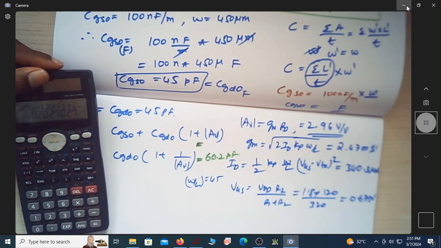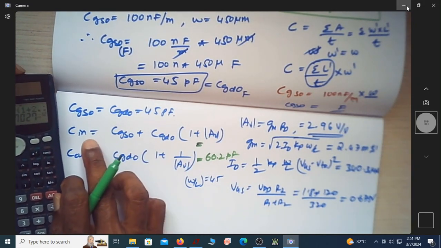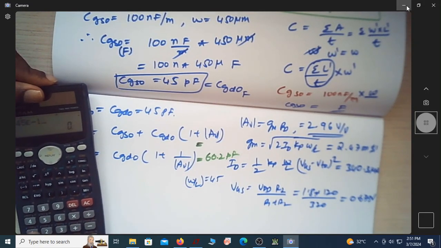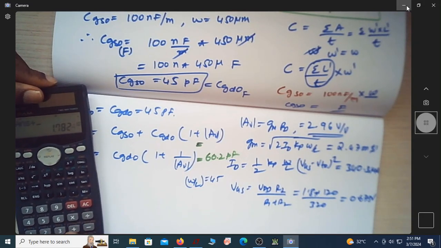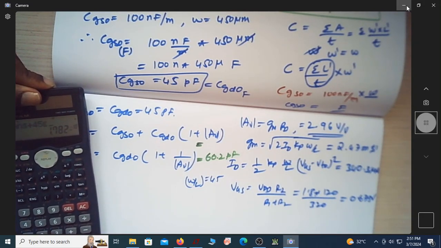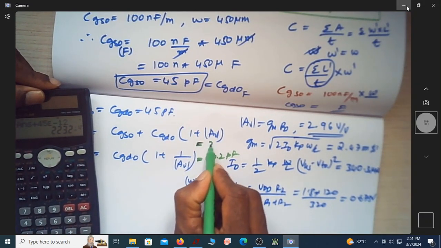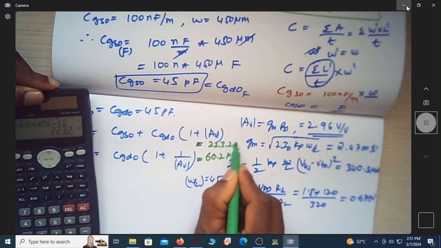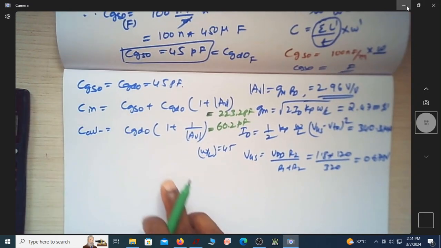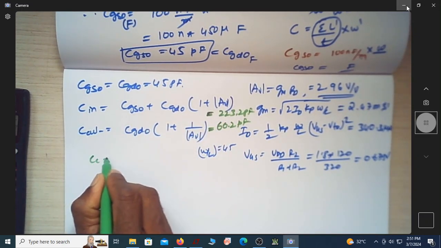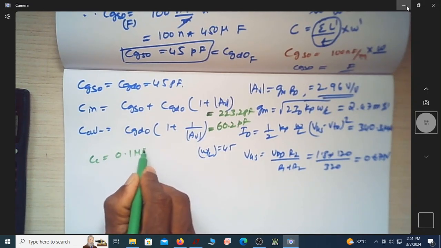What is C in? C in is equal to 45 exponential minus 12 into 1 plus 2.96, plus 45 exponential minus 12. It's actually 223.2 picofarad. So C in, C out we know. C in is this much, C out is this. We know CC is equal to 0.1 microfarad.